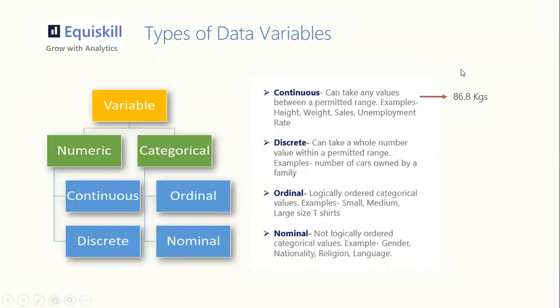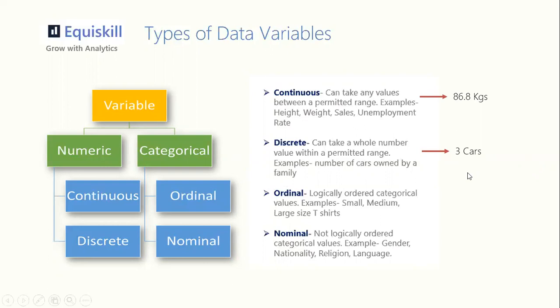So examples of a continuous variable might be weight. Your weight might be 86.8 kgs, it could be 86.9, it could be 87.2, it could even be 86.887. It could take any value with decimals as well. And the same applies to your height. It might be 157.6 centimeters, 175.8 centimeters, but discrete variables are not like that. For example, if you look at the number of cars that I own, I can't possibly own 3.5 cars, can I? I can own 2 or 3. So it can only take a whole number. It cannot have a decimal.